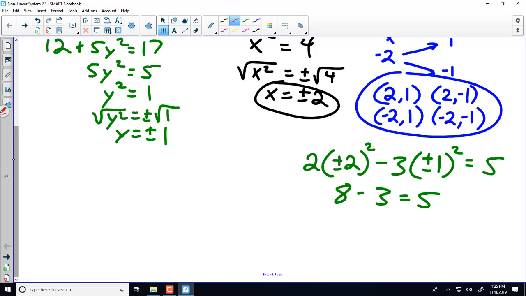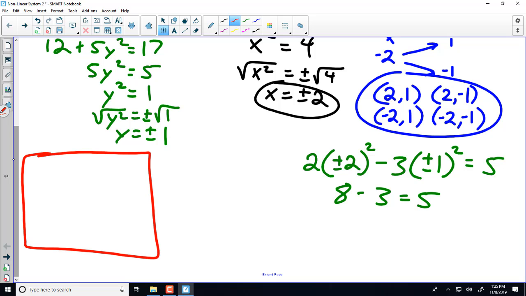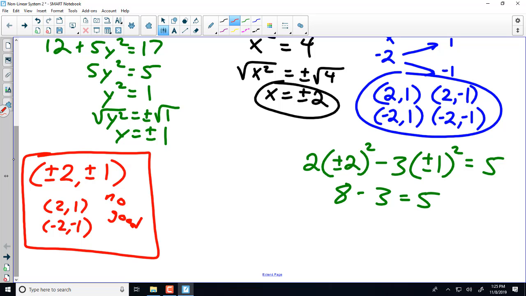Interesting note, everyone. You cannot just write this for your answer, because if you write that for your answer, that actually only equates to 2, 1 and negative 2, negative 1. So this is no good. Don't ever do that. What actually just happened here? Well, check it out.